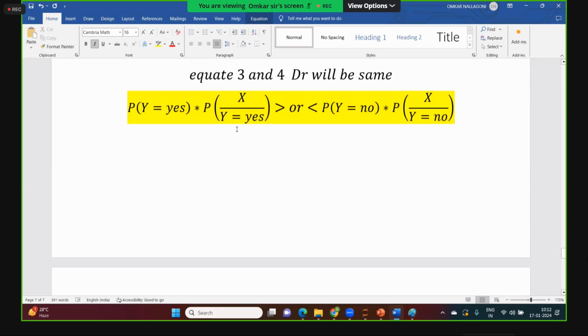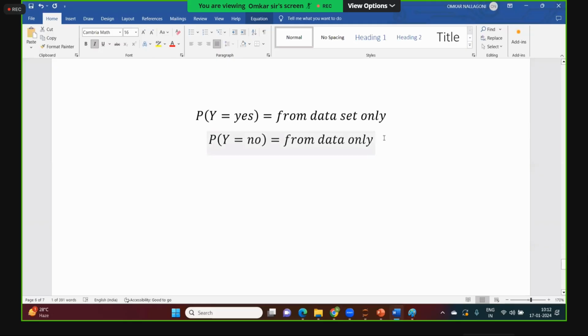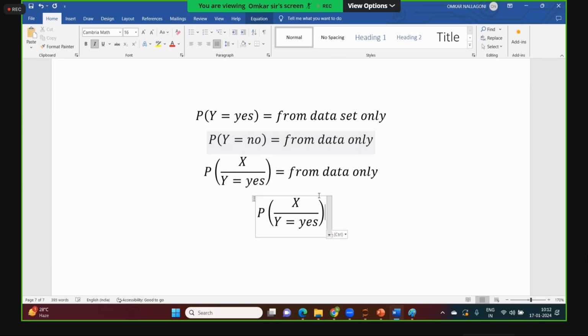And similarly, X given Y. Out of the yes cases, how many inputs are there? This also is from data only. Everything you will get from data only.